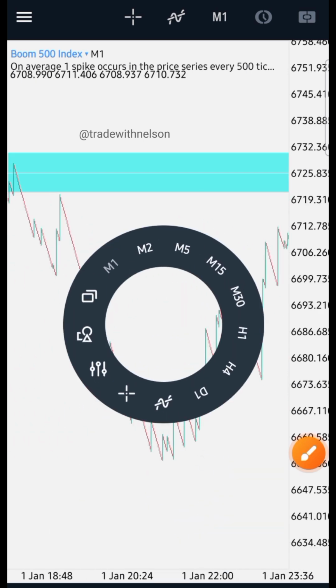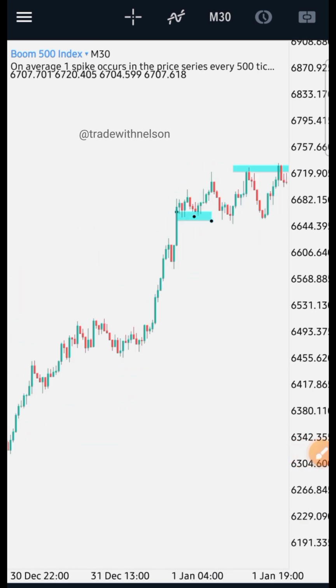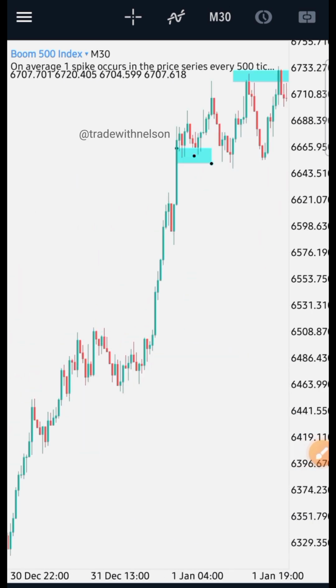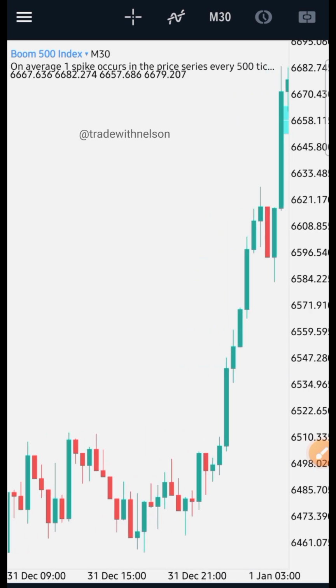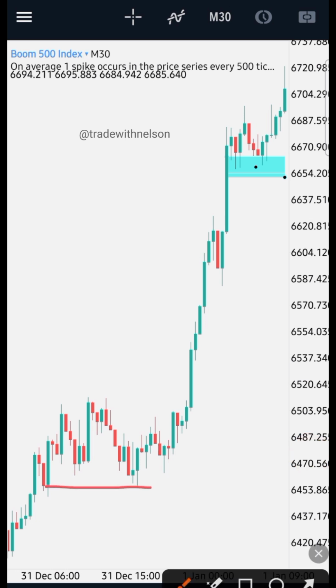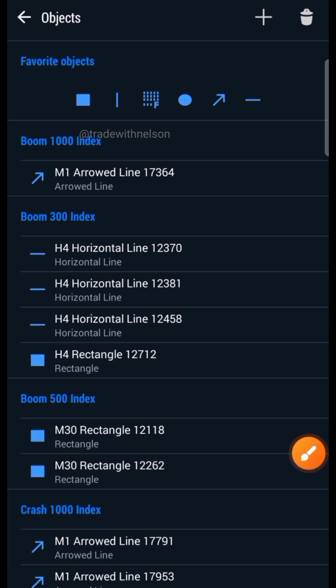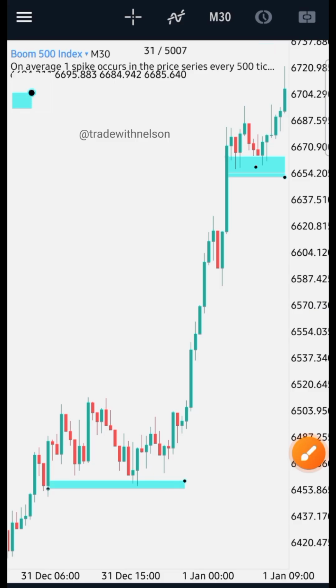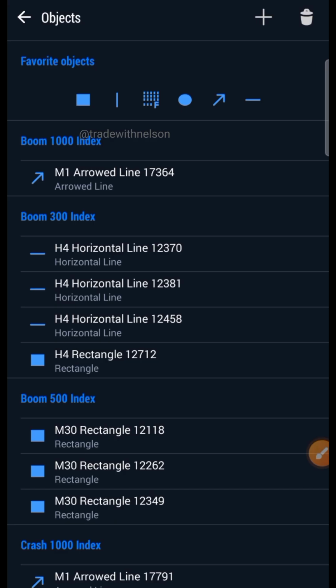So let's say we go to our 30 minutes time frame. All you just need to see is a rejection. You see over here, the market rejects at this point, rejects at this point. So if you take your rectangle tool, then you mark out the first rejection over here, or this second rejection.